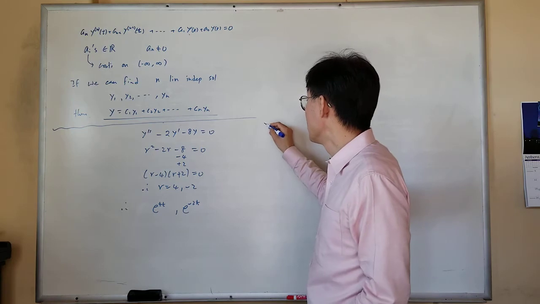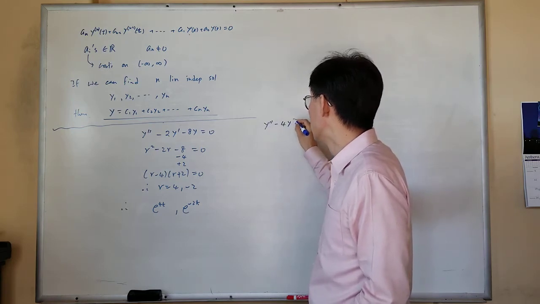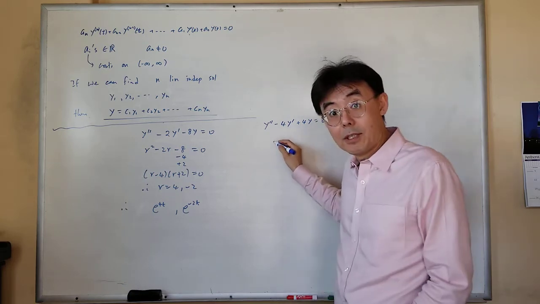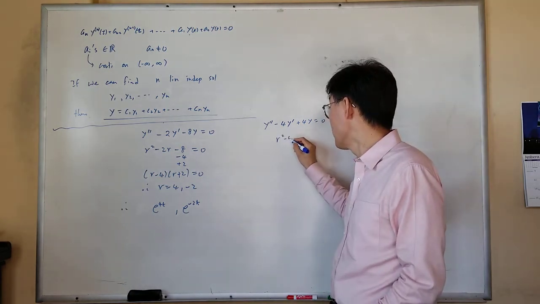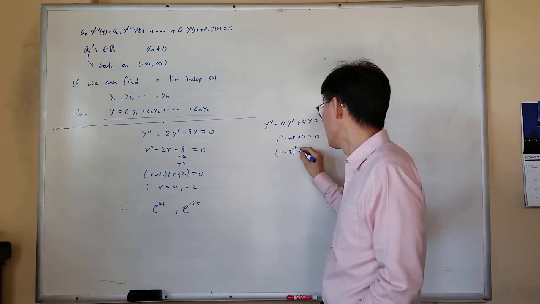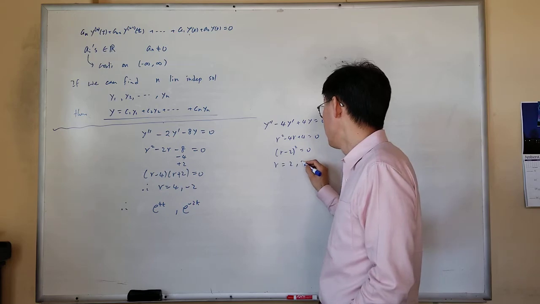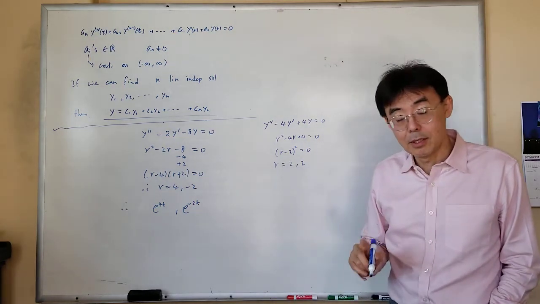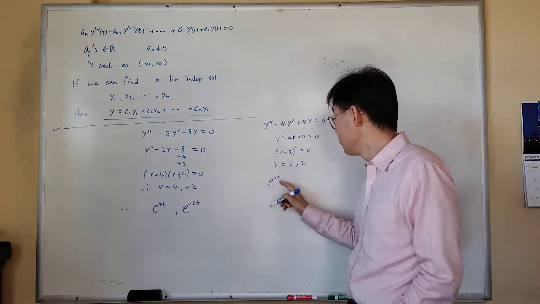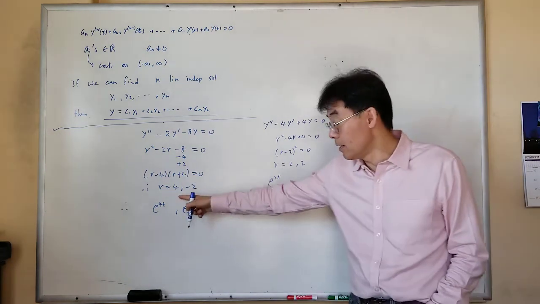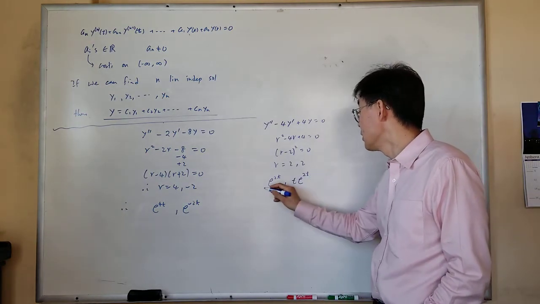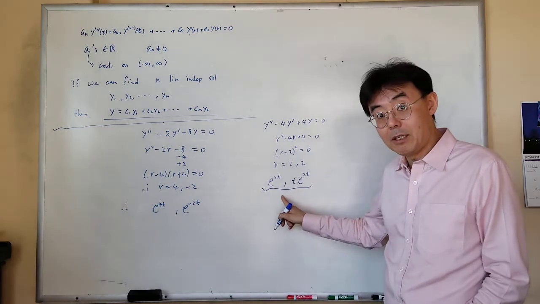But if you have something like this, your characteristic equation is r squared minus 4r plus 4, which is r minus 2 squared. So if you have repeated roots, then you get e to the 2t, only one. Unlike the previous case. But then t times e to the 2t and e to the 2t form linearly independent solutions.